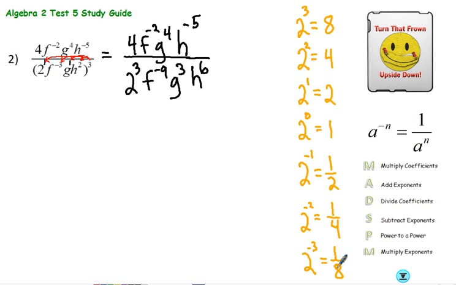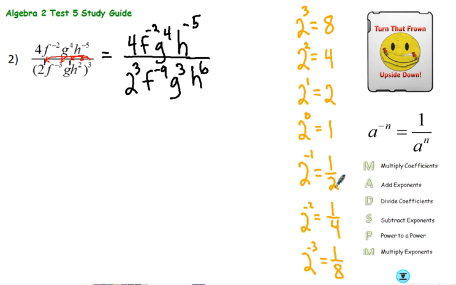So notice the pattern here. 2 to the positive 3 is 8. 2 to the negative 3 is 1 over 8. 2 to the positive 2 is 4. 2 to the negative 2 is 1 over 4. 2 to the positive 1 is 2. 2 to the negative 1 is 1 over 2.